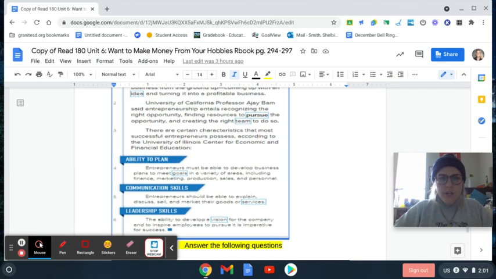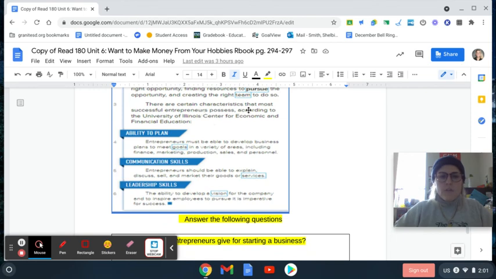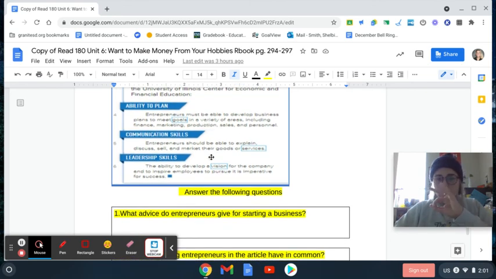University of California professor A.J. Baum said, "Entrepreneurship entails recognizing the right opportunity, finding resources to pursue the opportunity, and creating the right team to do so." There are certain characteristics that most successful entrepreneurs possess, according to the University of Illinois Center for Economic and Financial Education. So, these are 3 things that really good experts in the field think that you need to have if you want to start a business.